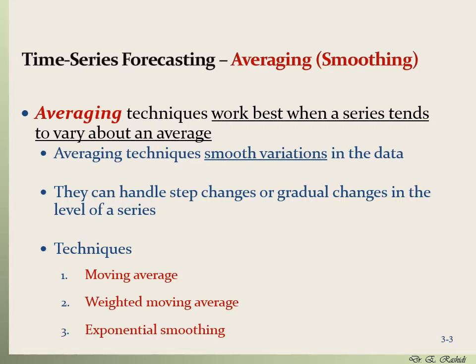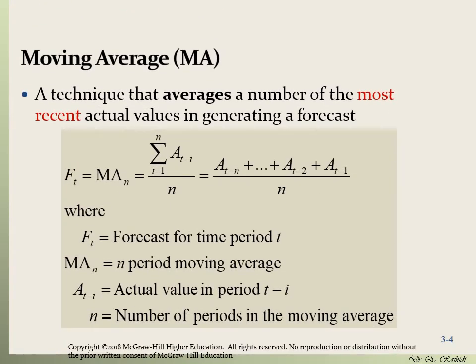These techniques involve several methods. We're going to cover only three: the moving average method, the weighted moving average method, and the exponential smoothing method. We start with the first method in the averaging or smoothing techniques, which is called the moving average, MA. As the name suggests, the moving average uses the average of your several previous values in your time series as a forecast for your next period.